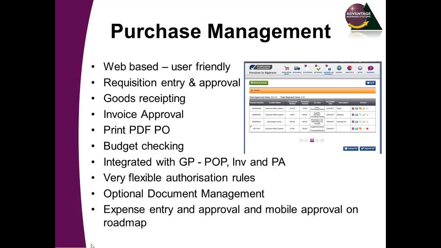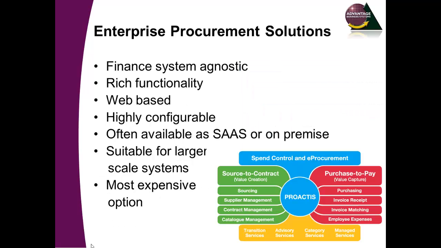So that's Purchase Management. Next, the higher end solutions, the enterprise procurement solutions that are available to you. There are a number of these. They are kind of fully fledged systems that sit outside of GP and then integrate into GP at certain points within the process. They are usually finance system agnostic, so they will work with all sorts of different systems. They tend to have very rich functionality and be highly configurable.